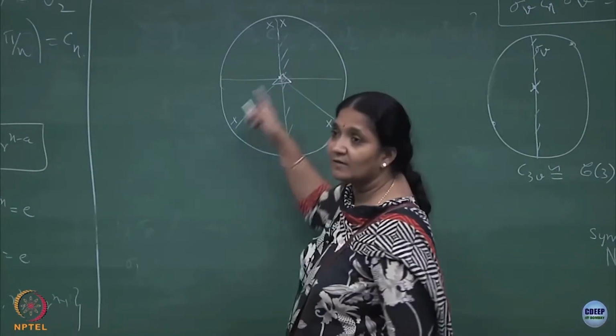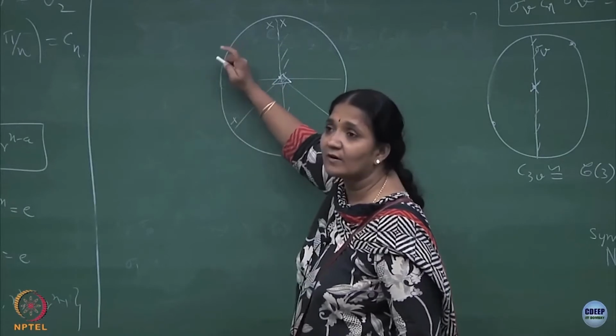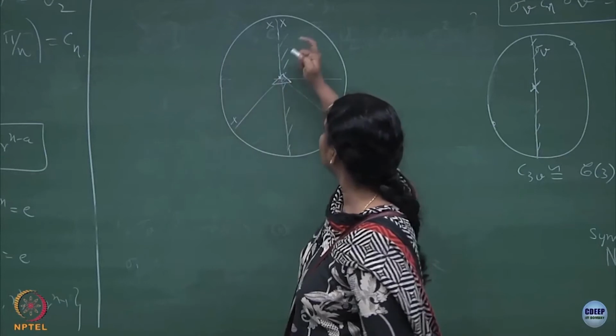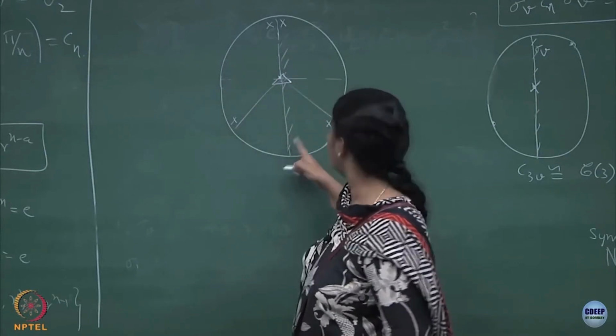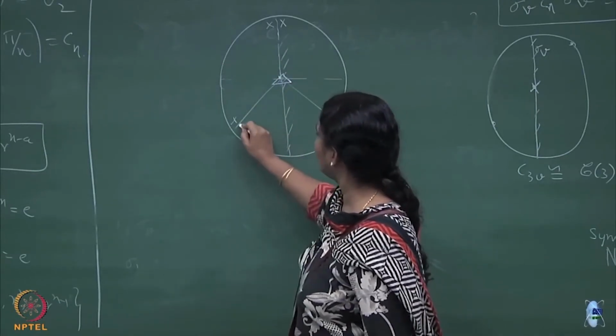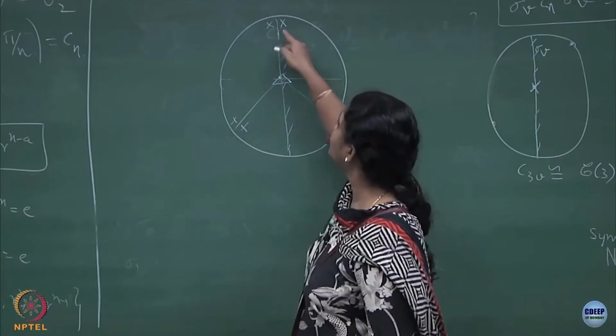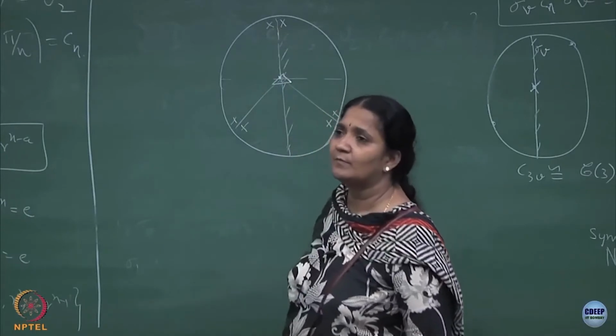They pass through the atoms so that you get your elements back. So, if I have this mirror plane, this element will go here, this element will go here, and this element will go here.